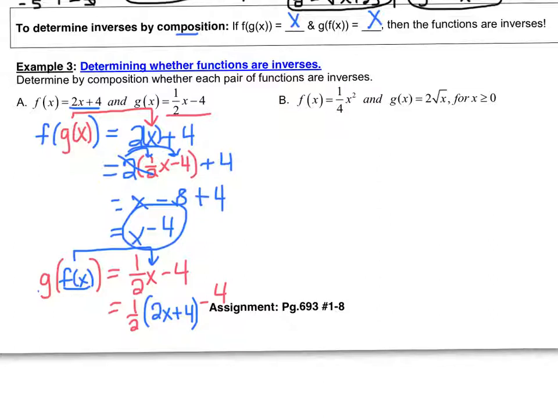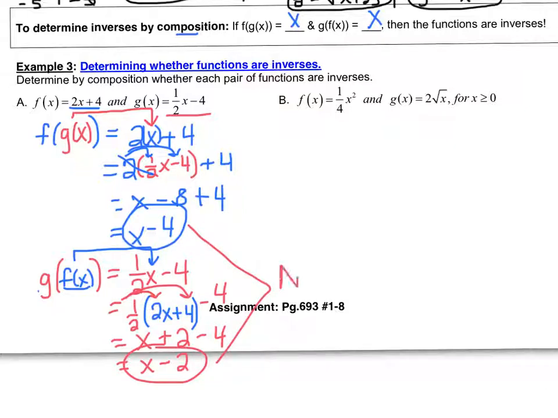So let's distribute. We're going to get 1/2 times 2 is 1x. 1/2 times 4, well, half of 4 is 2. So we'll get plus 2. And then we have minus 4. So this becomes x, and then 2 minus 4 is minus 2. So we did not get the same thing for both of those. So the answer is no. These are not inverses. Let's try the next one. We're going to do the same thing. We're going to compose those both ways.